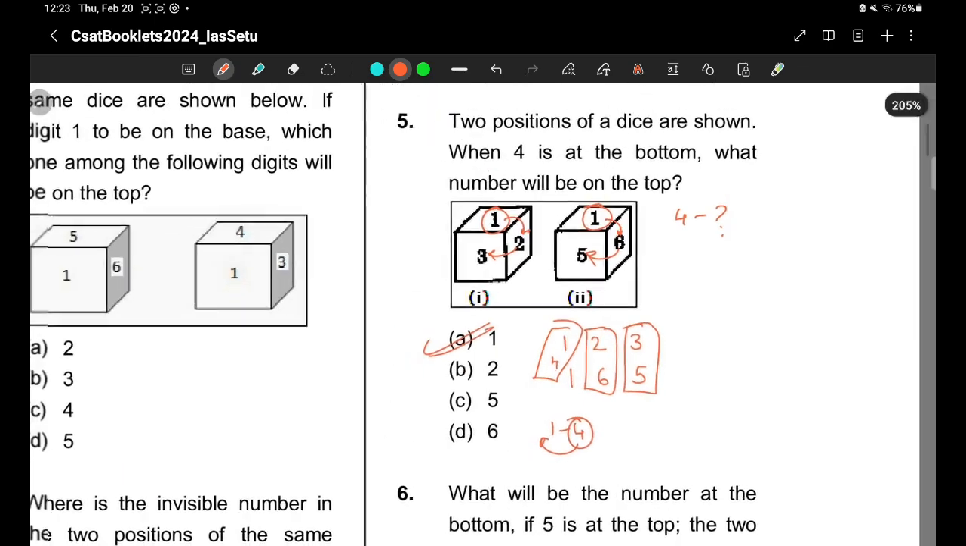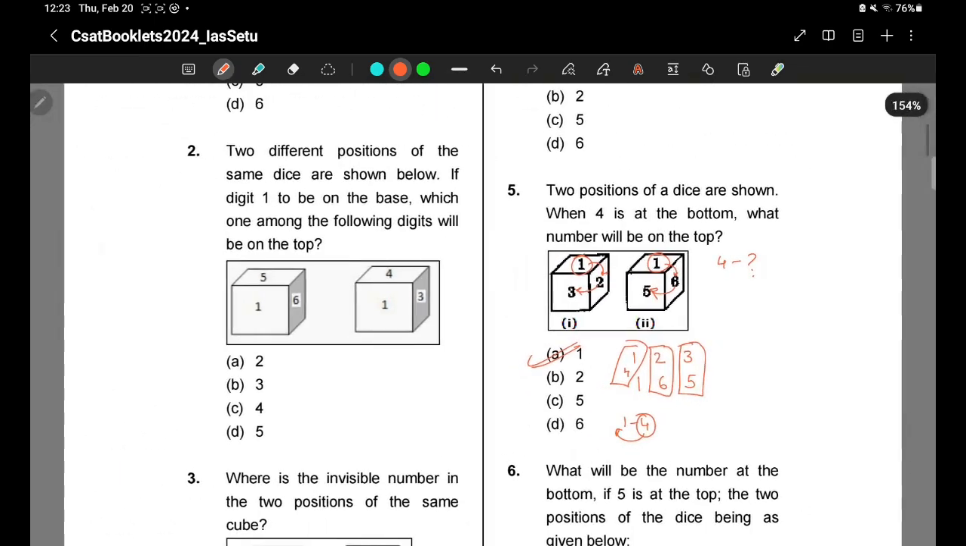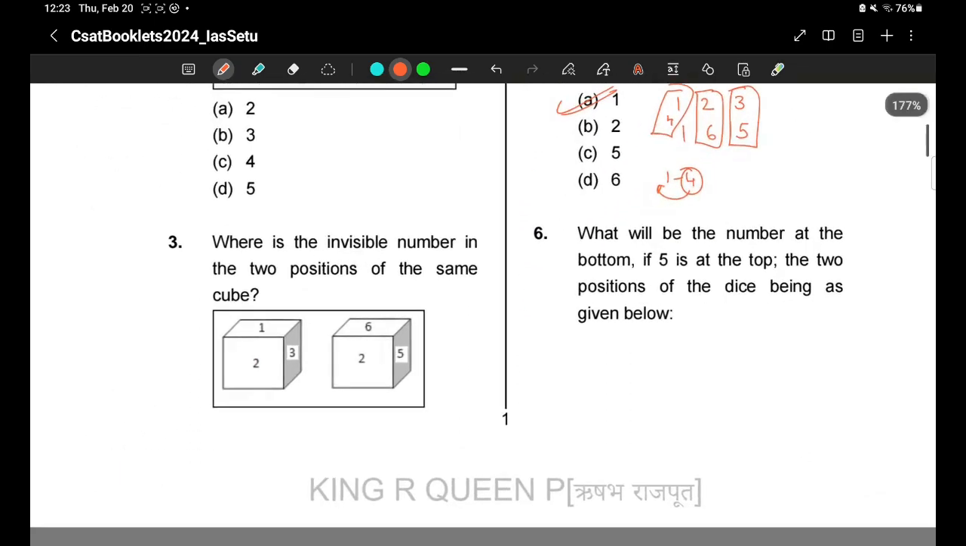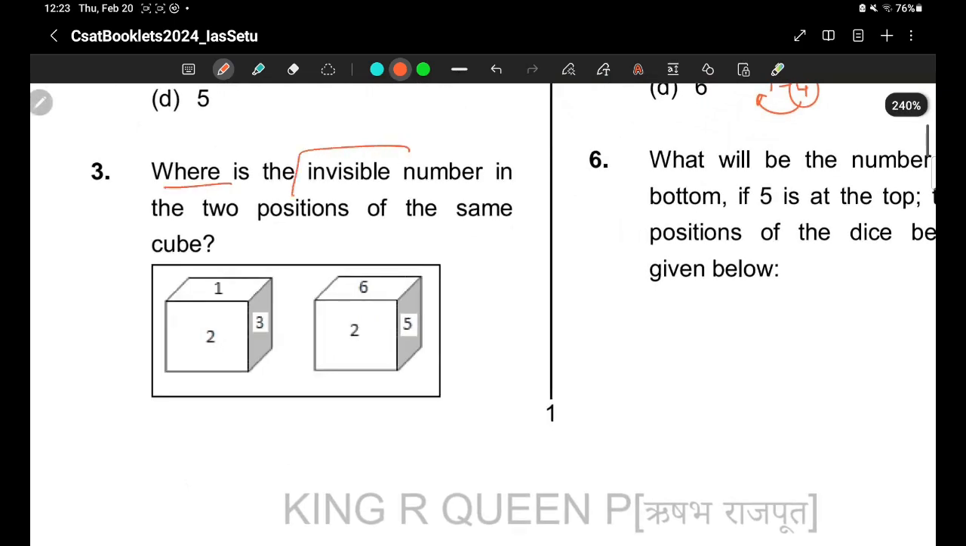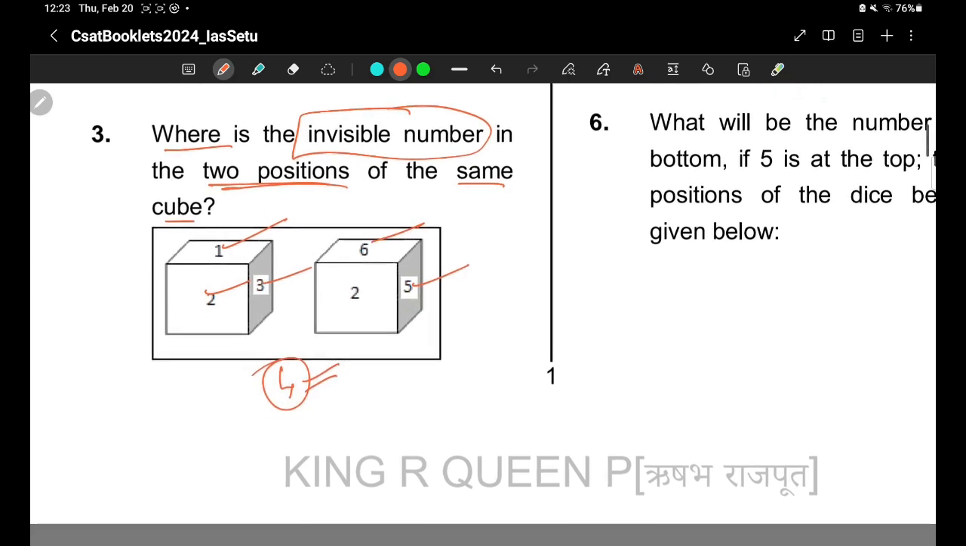Okay, let's take one more example. They're asking where is the invisible number in the two positions of the same cube. What is the invisible number here? 1 is there, 2 is there, 3 is there, 4 is not there, 5 is there, 6 is there. So 4 is the invisible number.